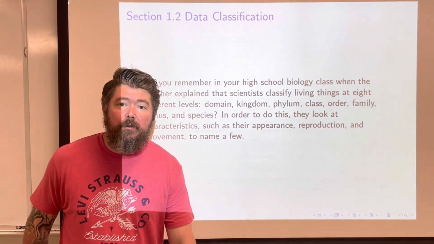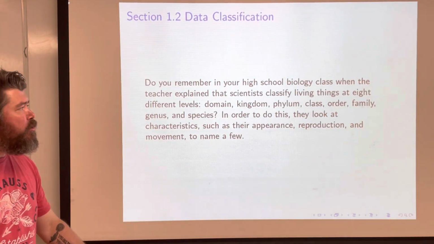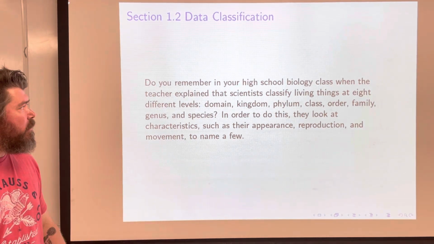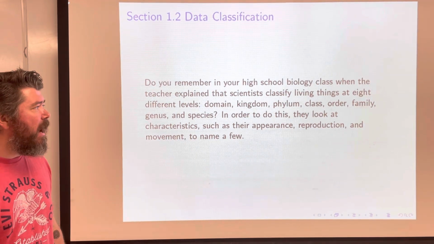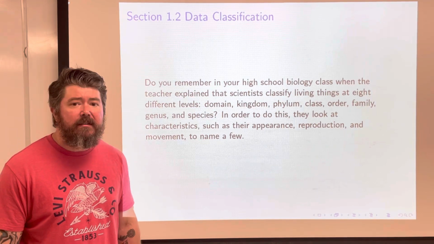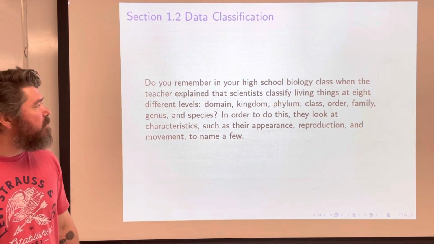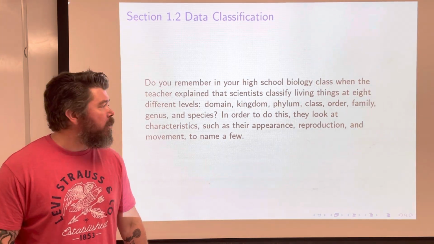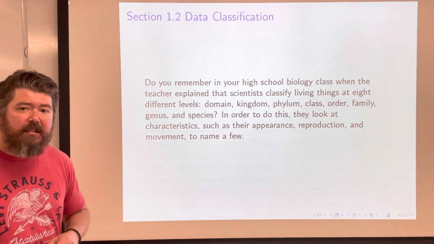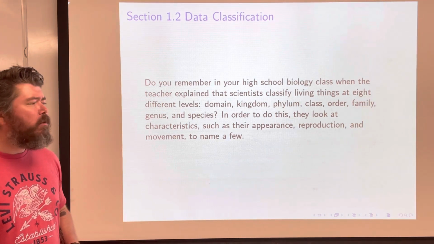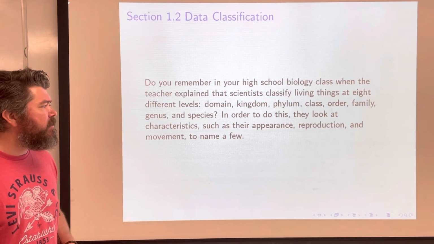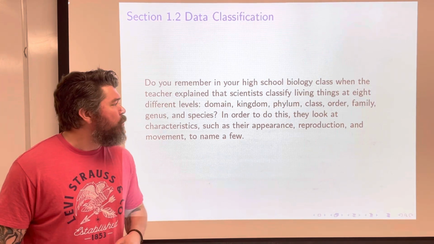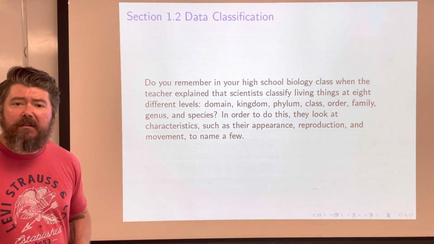Section 1.2 of Chapter 1. Do you remember in your high school biology class when the teacher explained that scientists classify living things as 8 different levels? Domain, kingdom, phylum, class, order, family, genus, and species? In order to do this, they look at characteristics such as their appearance, reproduction, and movement, to name a few.